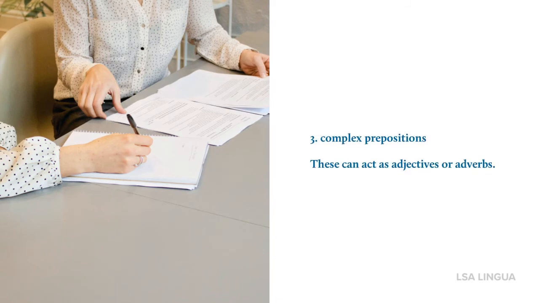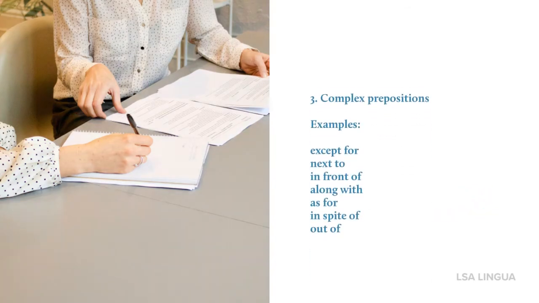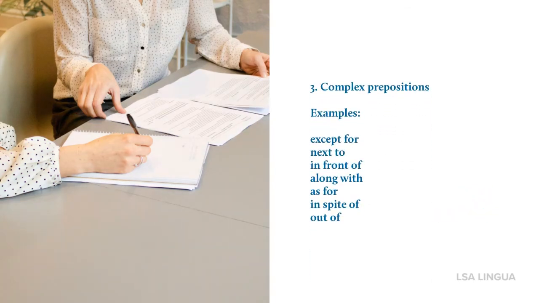Complex prepositions. Complex prepositions come before nouns and pronouns in prepositional phrases and can act as adjectives or adverbs. Examples of complex prepositions: except for, next to, in front of, along with, as for, in spite of, out of.